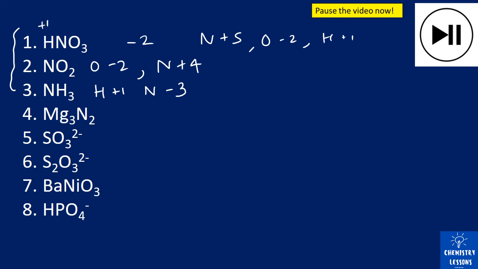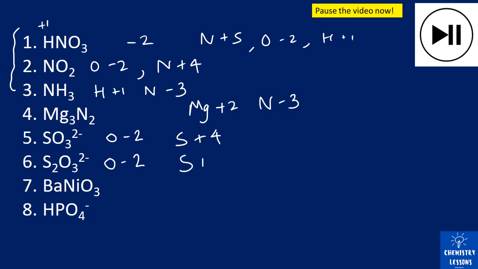Okay, let's see what's happening in number 4. Magnesium is +2. And nitrogen is going to be -3 for number 4. We've got magnesium's group 2, always +2. We've got 3 times 2 is 6. So then each nitrogen needs to be -3. Right, now we've got some ions going on here. So the oxygen again is always going to be -2. And the sulfur in this case then works out at +4. Moving on, again, oxygen is -2. And the sulfur in this case is now +2.